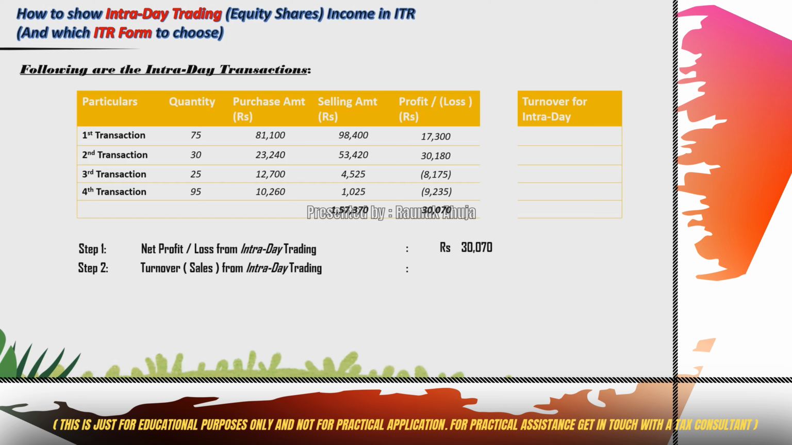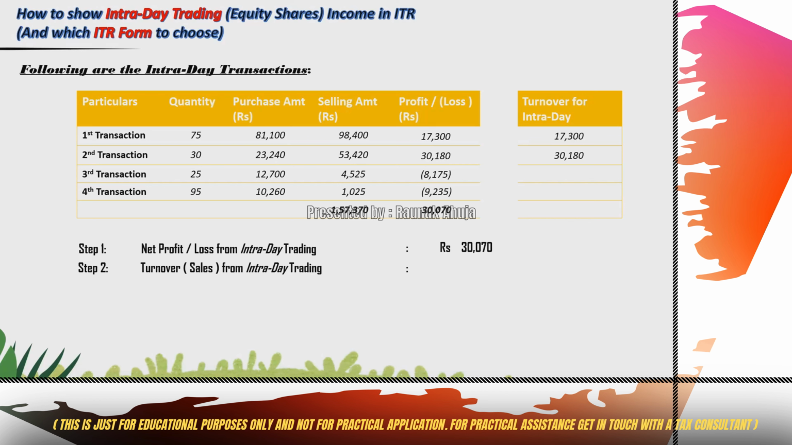In the first transaction, the profit that was earned was rupees 17,300. And thus the turnover for this transaction would be the absolute value of the profit earned, which means the turnover for this transaction would be 17,300 only. And again, for the second transaction, it would be 30,180.